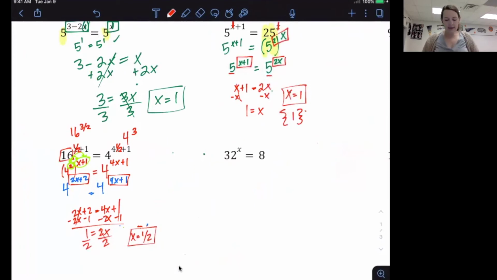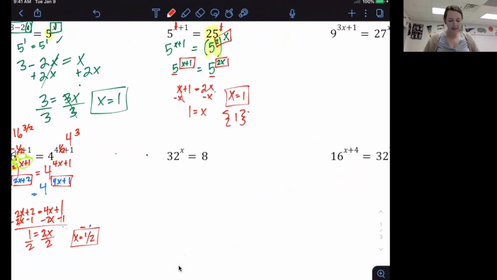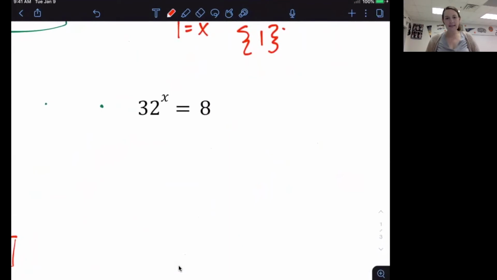Okay, looking at this next one, 32 to the x power equals 8. I can't write something with a base of 8 to get me 32. I can't write it as 8 to the first power or 8 to the second power or anything like that. So we're going to have to think of something that we can change both of our bases to get them to match. So I know that I can write 8 as 2 to the 3rd power. And I'm going to see if I can get 32 using 2's.